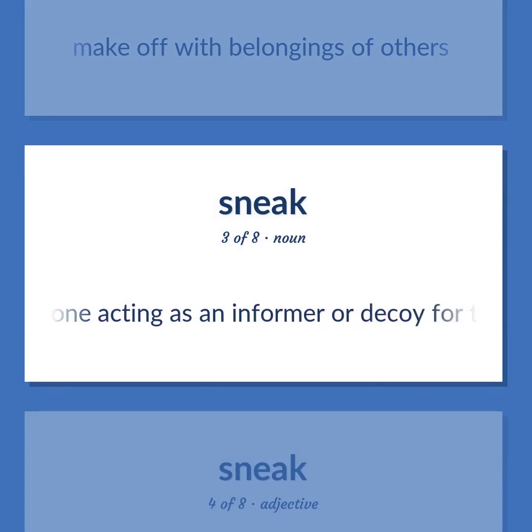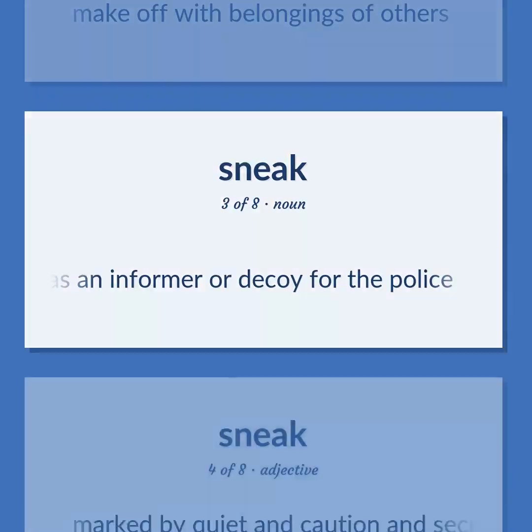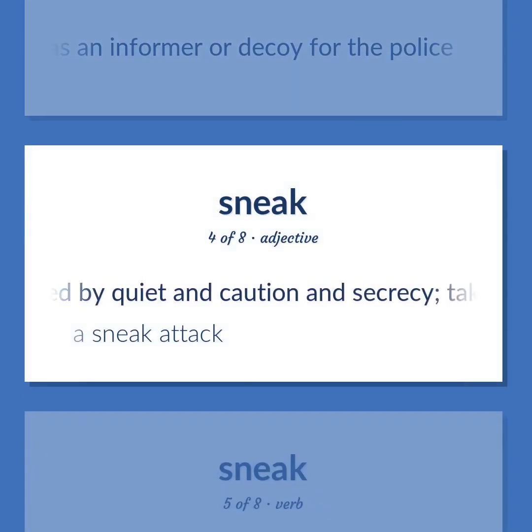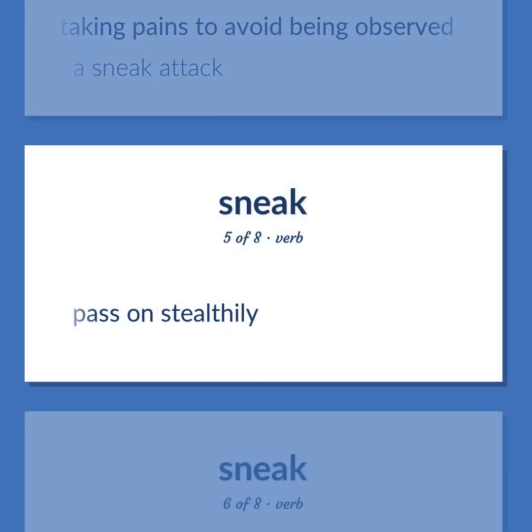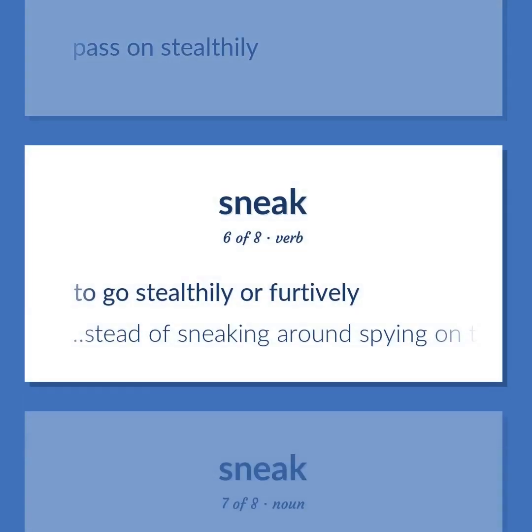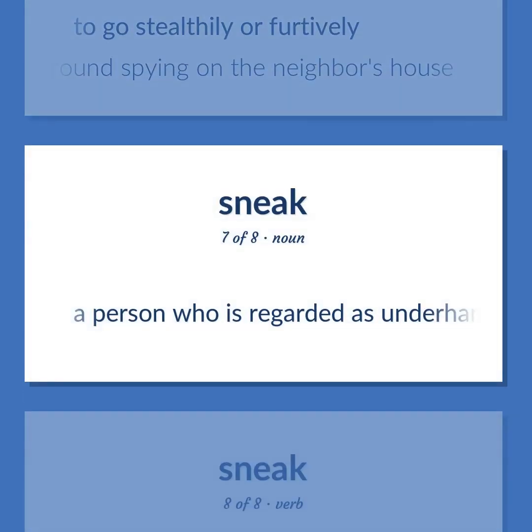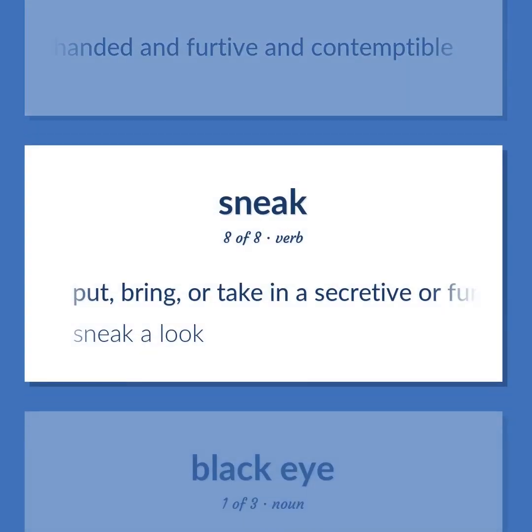Someone acting as an informer or decoy for the police. Marked by quiet and caution and secrecy, taking pains to avoid being observed. A sneak attack. Pass on stealthily. To go stealthily or furtively. Instead of sneaking around spying on the neighbor's house. A person who is regarded as underhanded and furtive and contemptible. Put, bring, or take in a secretive or furtive manner. Sneak a look.